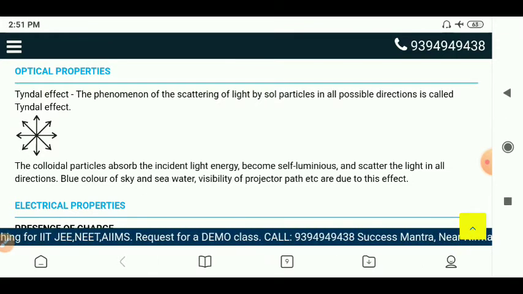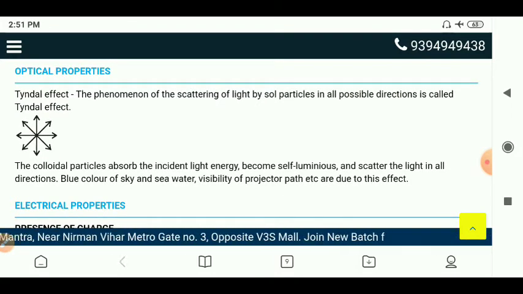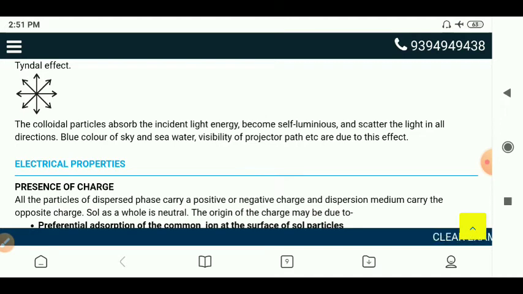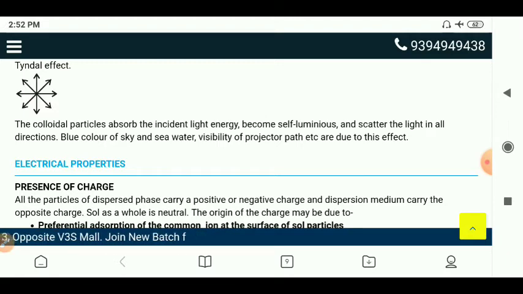The Tyndall effect is the phenomenon of the scattering of light by a solid particle in all possible directions. When we pass light through a colloidal solution, the colloidal particle absorbs the light and it is also scattered in all possible directions. That effect is called the Tyndall effect. The colloidal particles absorb the incident light energy, become self-luminous and scatter the light in all directions. Luminous means it glows by itself, so it scatters in all possible directions. This is called the Tyndall effect.